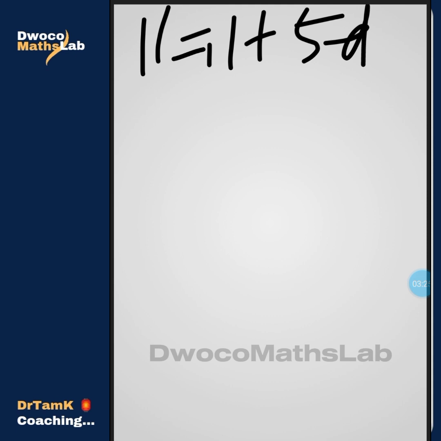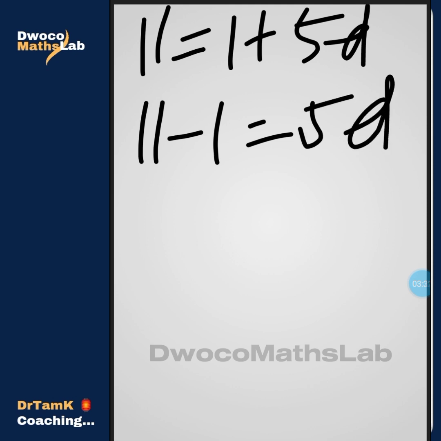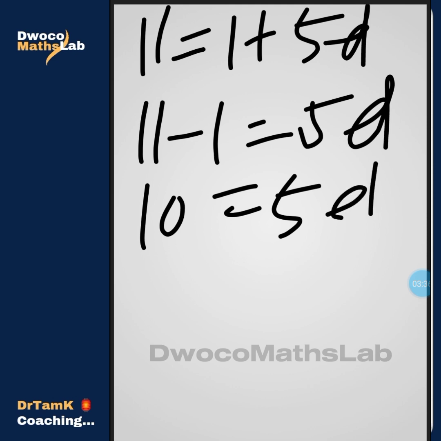So what we're going to have is 11 minus 1 equals 5D. Is that clear to you? Now 11 minus 1 is 10, so 10 is equal to 5D. What is between 5 and D? There's an invisible sign. Anytime you are not seeing anything between a digit and a letter or variable, what is between them is times. 5D means 5 times D.